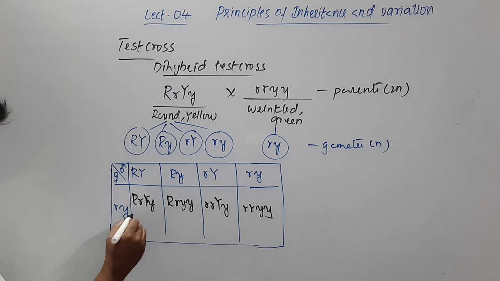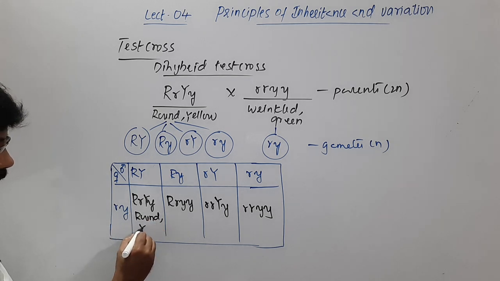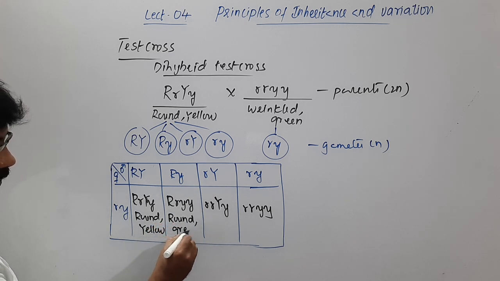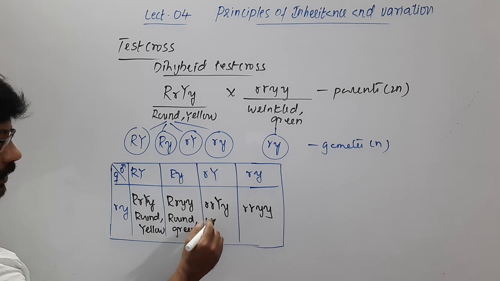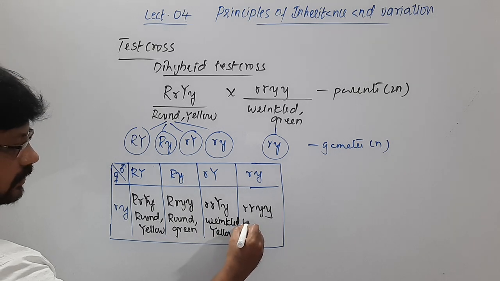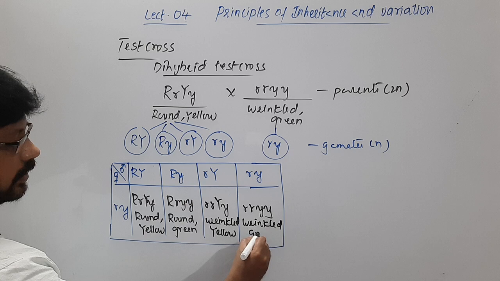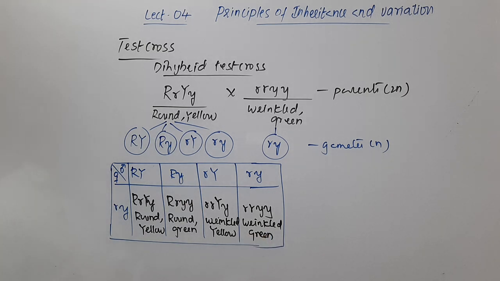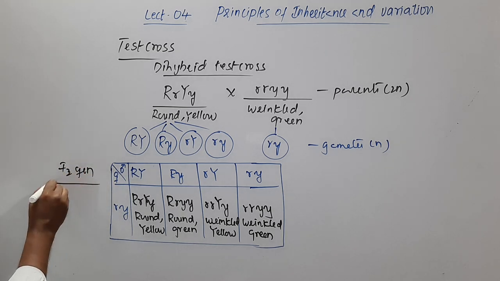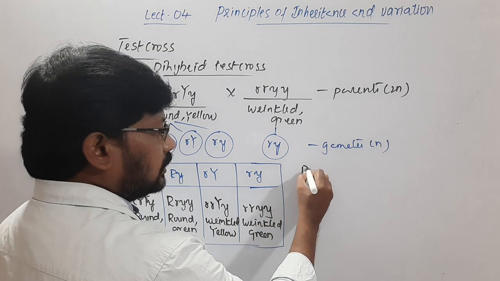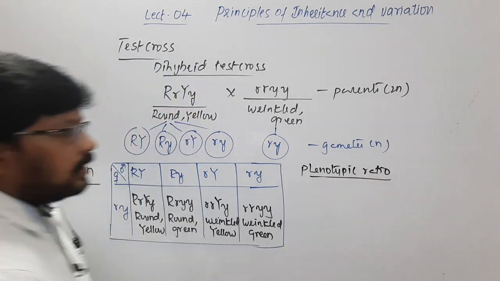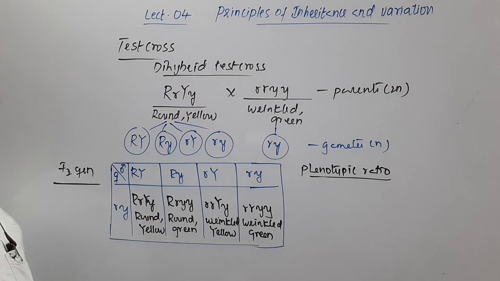So here you can see in this case it is round yellow, and here we get round green. In this case we get wrinkled yellow, and in this case we get wrinkled green. So this is the F2 generation. Now let's look at the phenotypic ratio of dihybrid test cross.